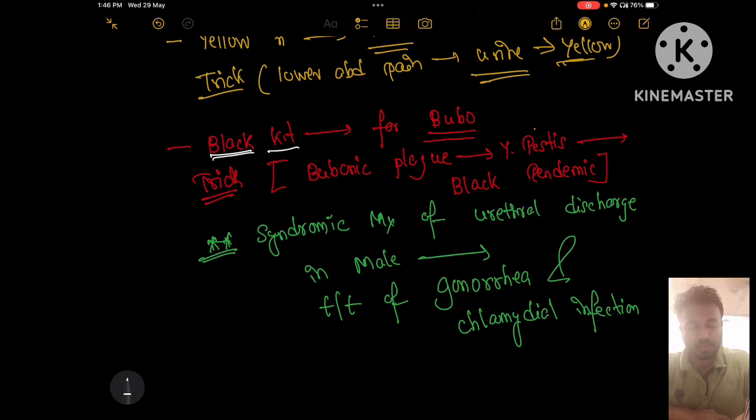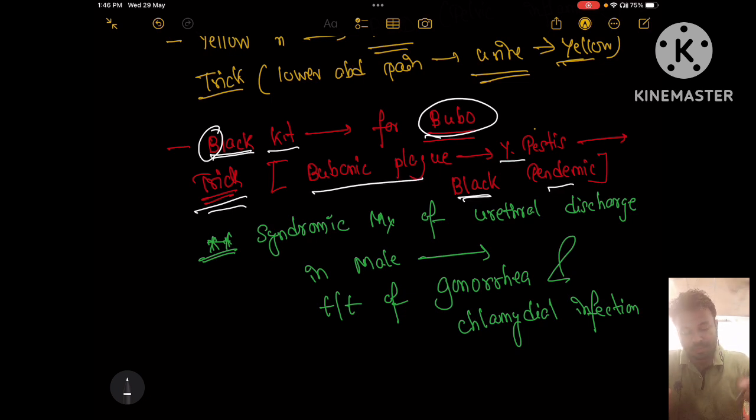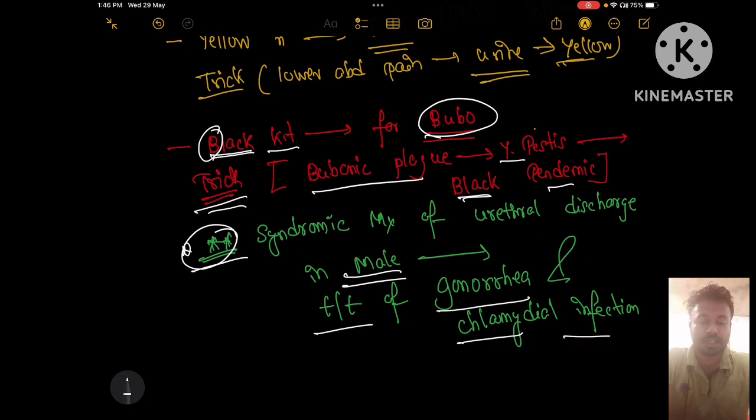The black kit is for bubo. Bubo is generally caused by Haemophilus ducreyi, and that is painful, so it is bad, so it is black. Or you can remember it as bubonic plague caused by Yersinia pestis, a black pandemic. And here is an important MCQ: syndromic management of urethral discharge in male is the treatment of gonorrhea and chlamydial infection. That's all.